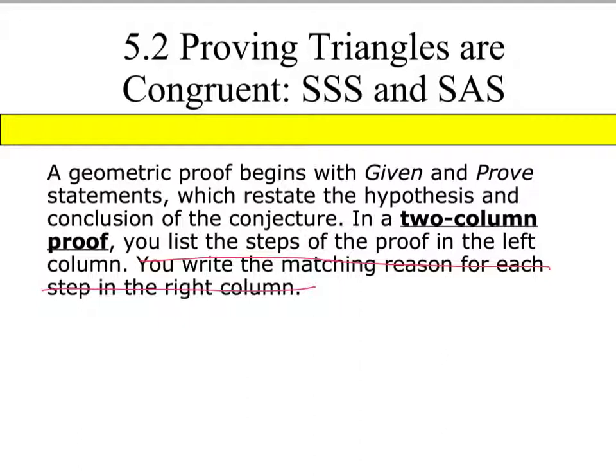We've talked about the two-column proof in this slide. It says a geometric proof begins with a given and a prove statements, which restate the hypothesis and the conclusion of a conjecture. In a two-column proof, you list the steps of the proof in the left column. You write the matching reason for each step in the right column. Don't worry about that, but I just want you to know that we are using a two-column proof here. And you list the steps of the proof in the left side. Okay, here we go. So let's try one.